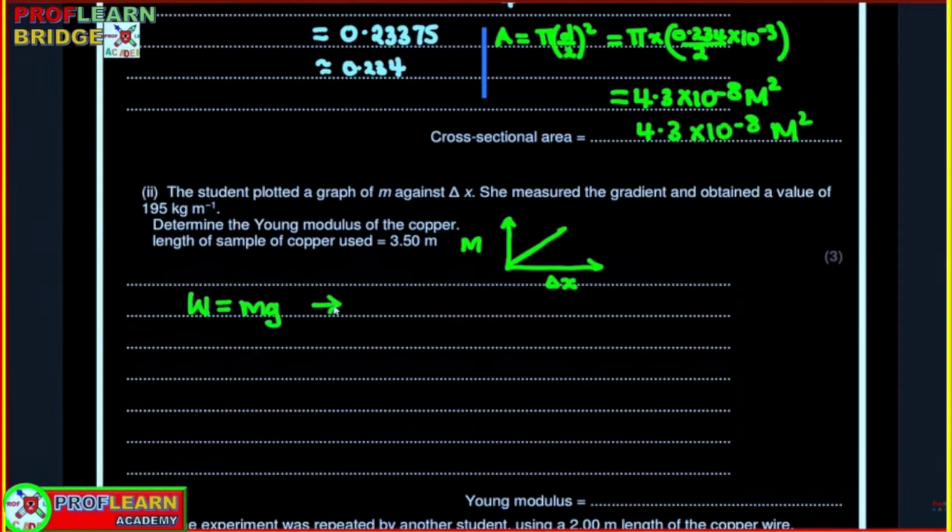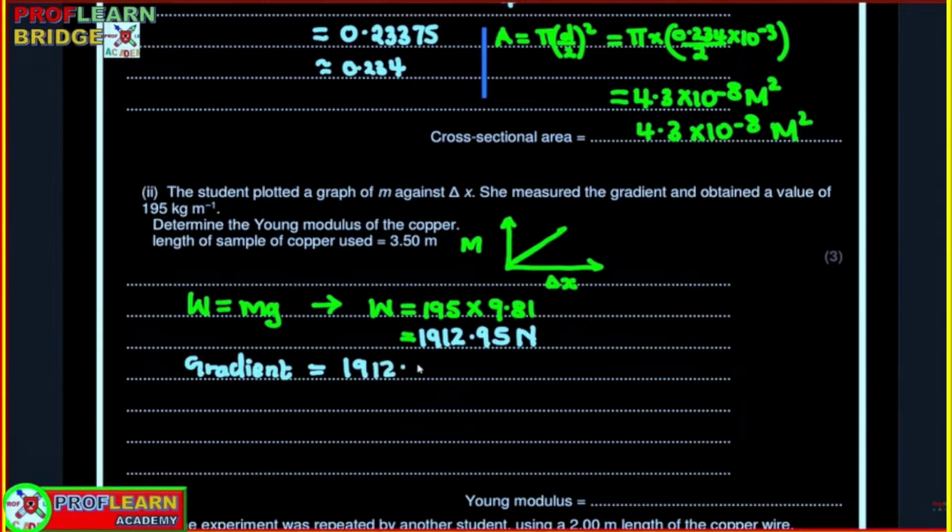We can convert that as 195 times 9.81, which translates to 1912.95 newtons per meter. So we can say the value of the gradient can be written as 1912.95 newtons per meter. And once we have this, we're supposed to use this information to work out the Young's modulus.